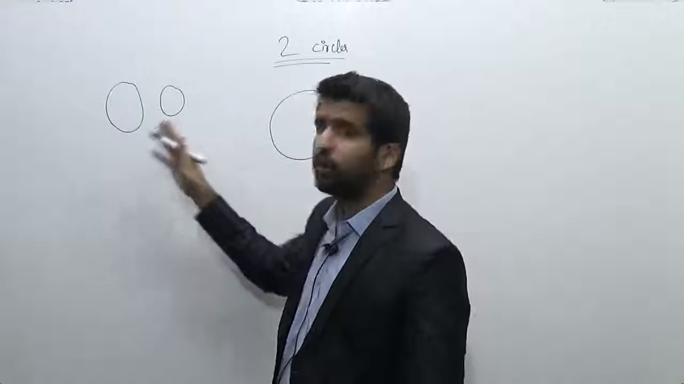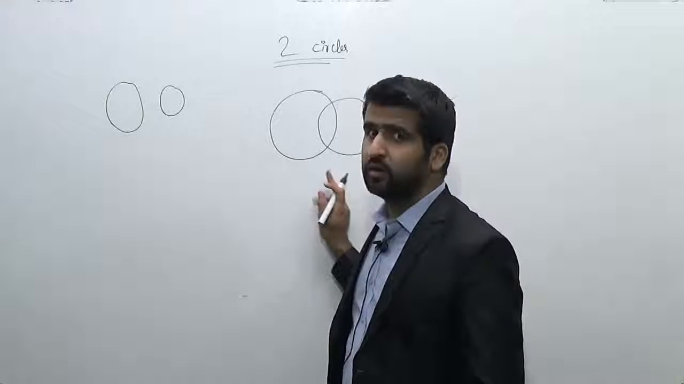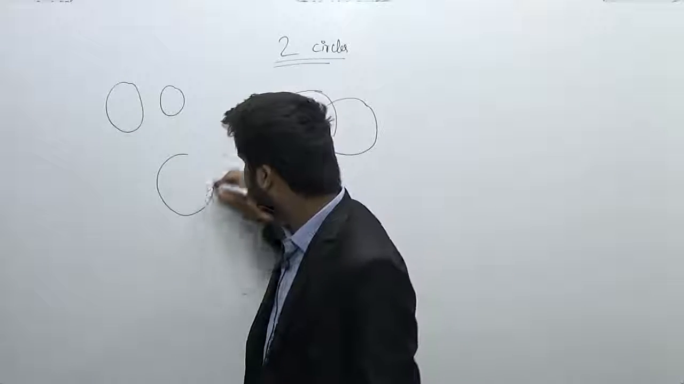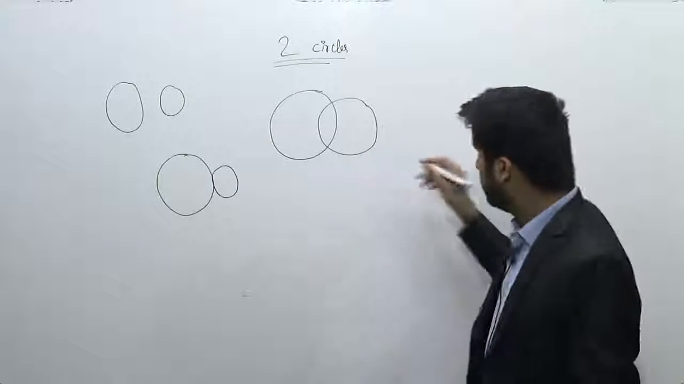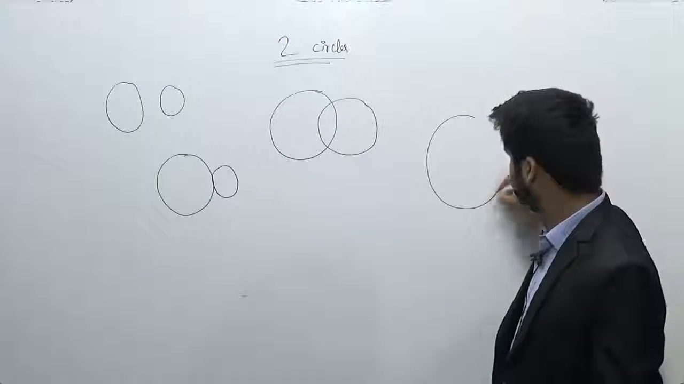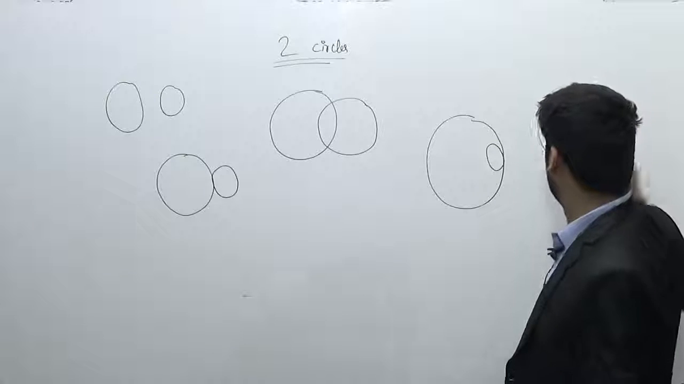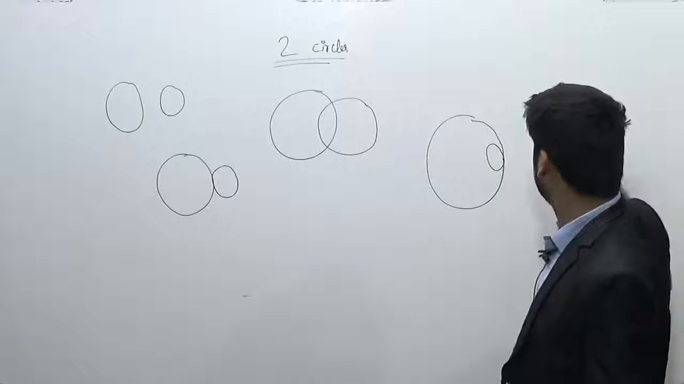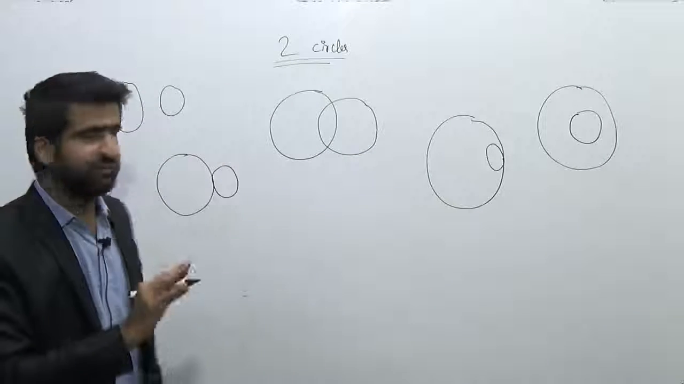The two circles cannot intersect at all, right? Or they can intersect at 2 points, or they can intersect at just 1 point, right? Or the other circle can be inside the first circle, right? And what will be the last thing? That this circle is not touching the other circle at all, right? So we have these 5 cases.